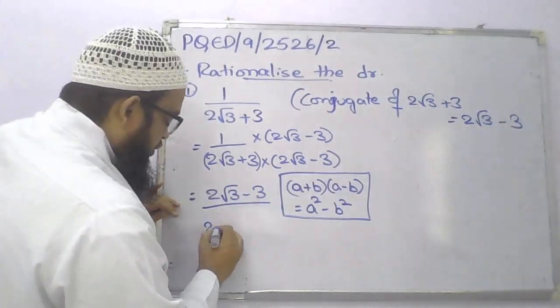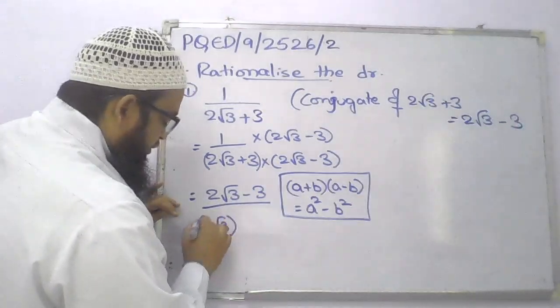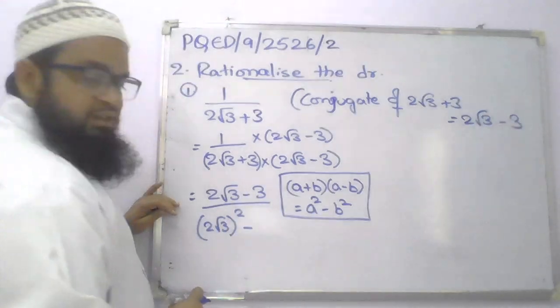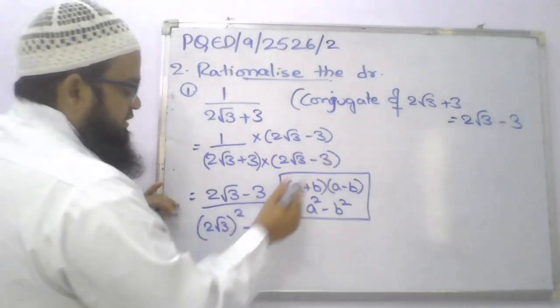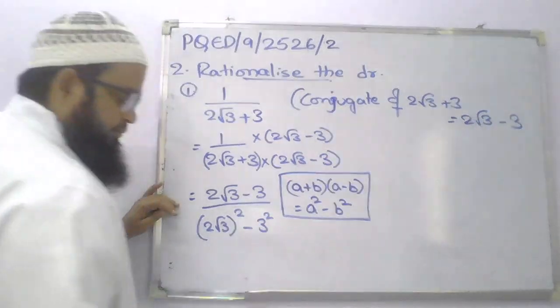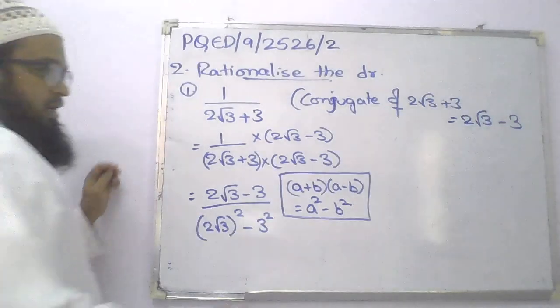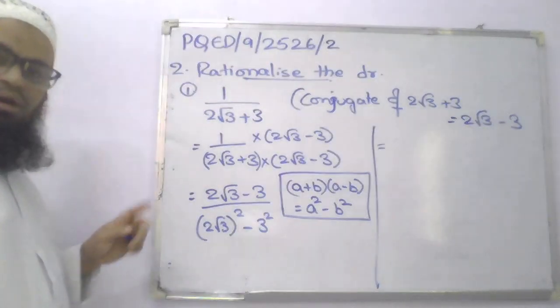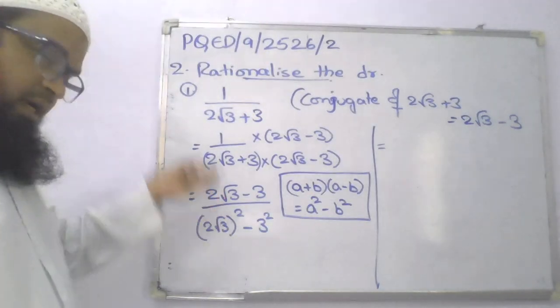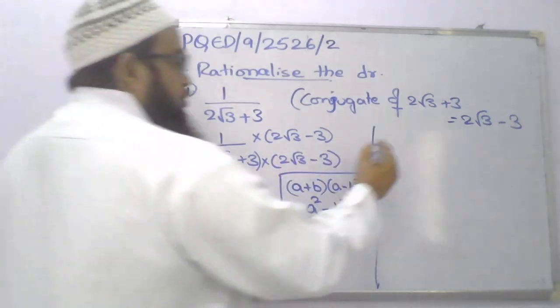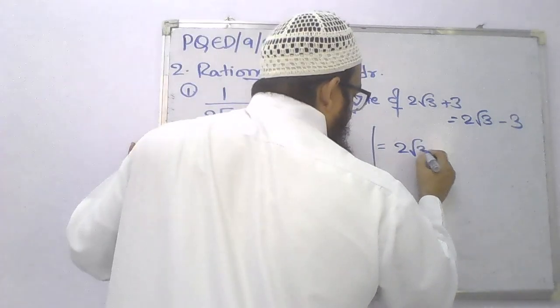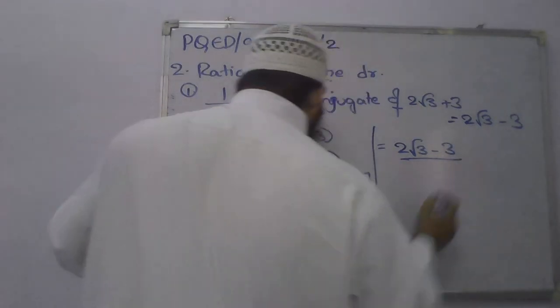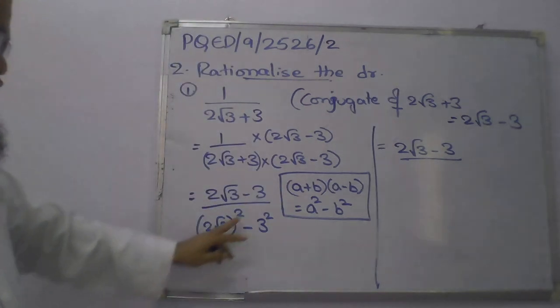So it will be (2 root 3) whole square minus, what is b square? B is 3, so it will be 3 square. Understood? So let me write over here. Since I don't have place, I am writing here. You people write one below the other. So 2 root 3 minus 3 divided by, so what is (2 root 3) whole square?